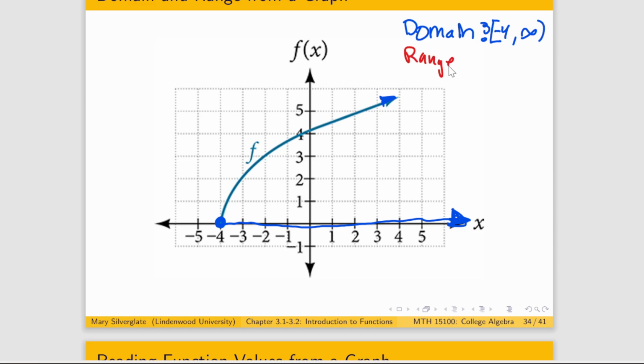For the range, now I want to have tunnel vision looking just up and down. It does actually touch that x-axis, so it actually touches when y equals 0. And then it just keeps on going up and down. Again, I've got this arrow going off and off and off. So for the range, my lower bound is 0, because in terms of the y values, that's the lower bound. And then I go all the way up to positive infinity.